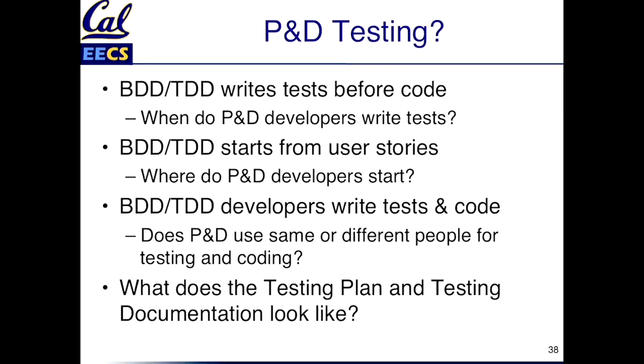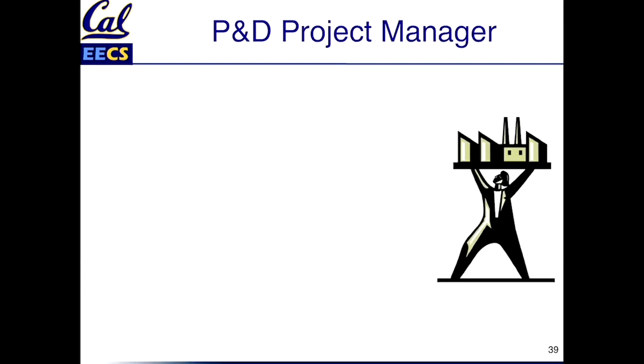In fact, one of the criticisms of plan and document in a classroom setting is that people feel that there's so much of that they don't get to actually write any code. But we've seen that in the BDD, TDD, Agile, Extreme approach, we write the test before the code. We start from user stories. The developers are responsible, generally speaking, for writing tests that go along with their own code. So the question is, what happens in a plan and document setting for these same tasks?